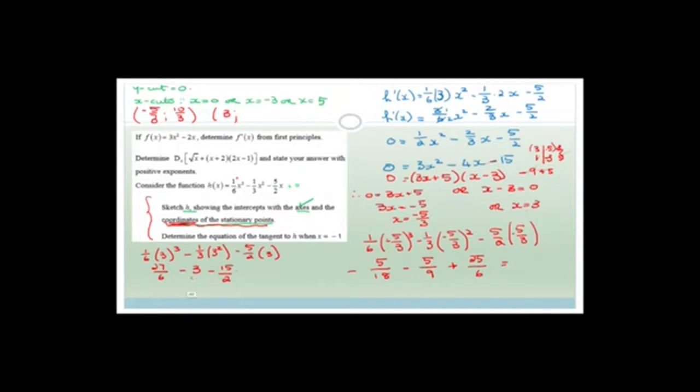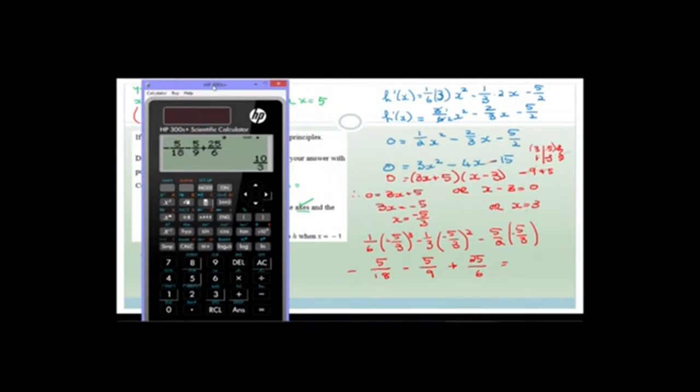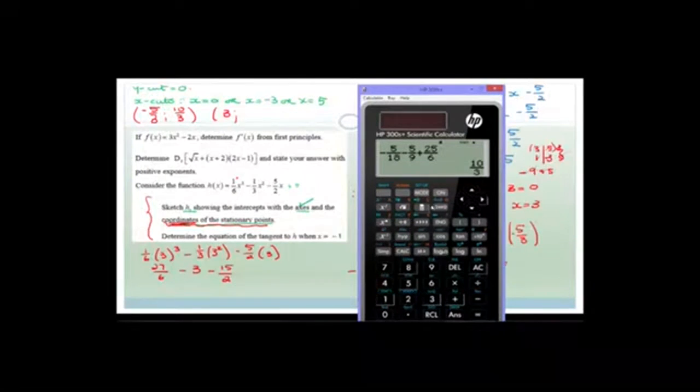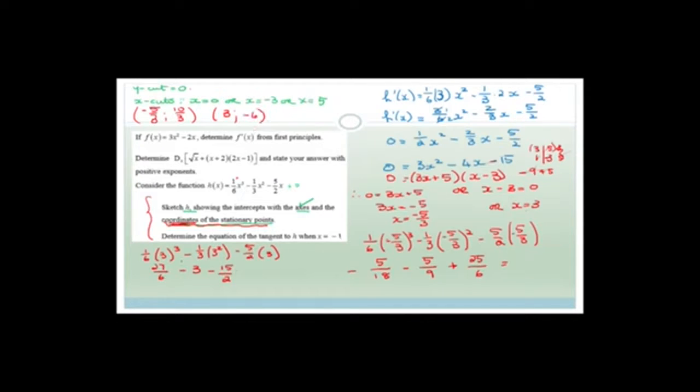And again, I now need my calculator. Okay, so this time it is clear. Fraction 27 over 6, minus 3, minus 15 over 2, which is 7.5, equals minus 6. So this time it's minus 3, minus 6.